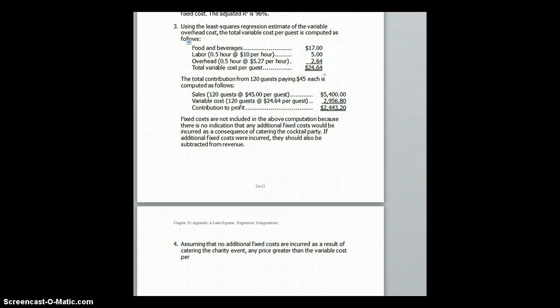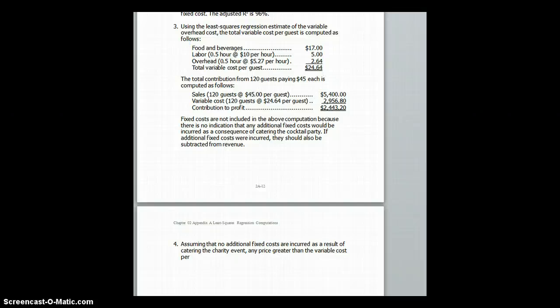Part 3 of this problem asks us to estimate the contribution to profit of a standard 120 guest cocktail party if Lee charges her usual price of $45 per guest. In other words, how much would her profit overall increase as a result of taking on this new party?